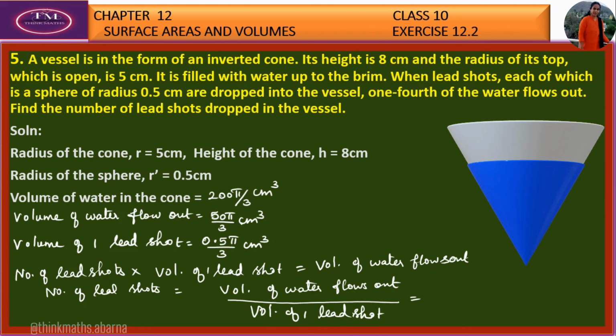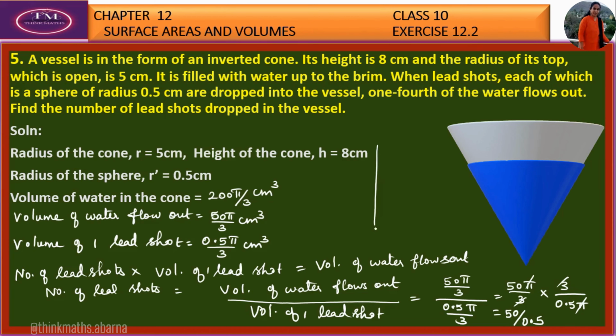So the volume of water flowing out is 50 pi by 3 divided by the volume of one lead shot, 0.5 pi by 3. In the numerator we have 50 pi by 3. In the denominator we have 0.5 pi by 3. If you put it in the product, the denominator will come to the numerator, the numerator will go to the denominator. So this pi gets cancelled and this 3 gets cancelled. So it is 50 divided by 0.5. Let us do the calculation here. To avoid the decimal in the denominator, multiply by 10 on numerator and denominator.